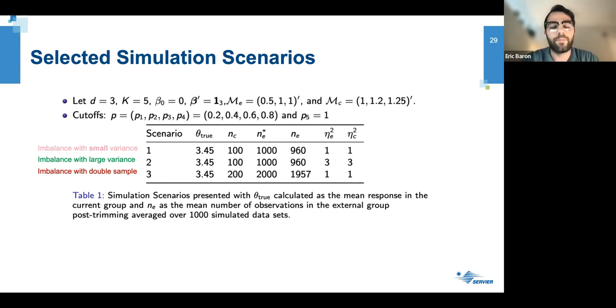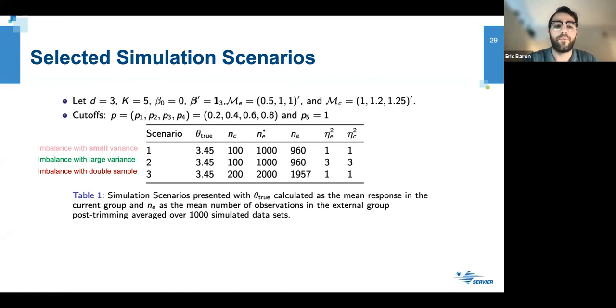Then we set our intercept to be zero. We set all the regression coefficients to be one. And then our mean in our external group, this is where we induce our covariate imbalance, is 0.5, 1, 1 for each of the covariates, and MC is 1, 1.2, 1.25. Different degrees of imbalance were also explored. Here, the cutoffs are defined as follows. There's no consensus on at what percentile you should formulate the strata. So here, at least for simplicity, we're just doing it based off of the quintiles.